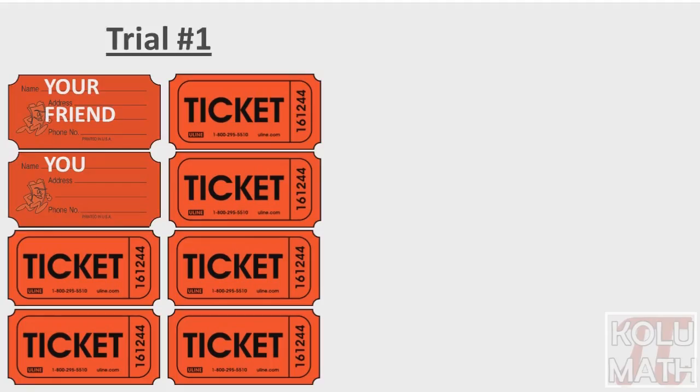Let's take a look. Trial 1, we have all 8 tickets. Both you and your friend are still there. So that gives us a 2, because there's 2 tickets that'll make us happy, out of an 8 total amount of tickets.